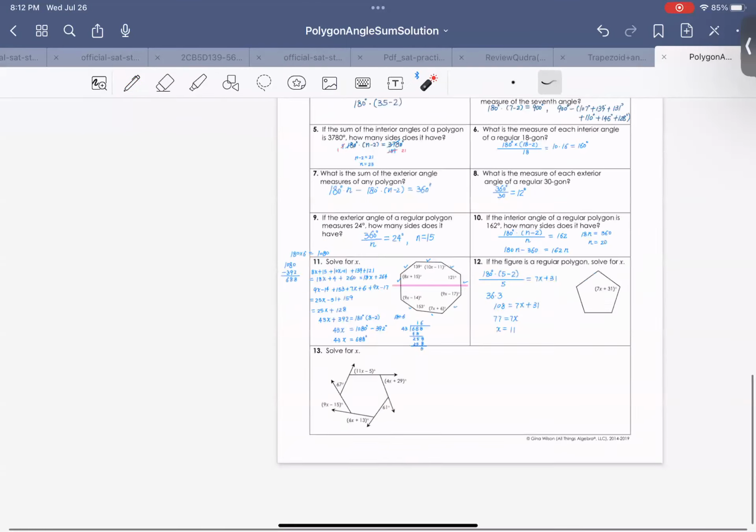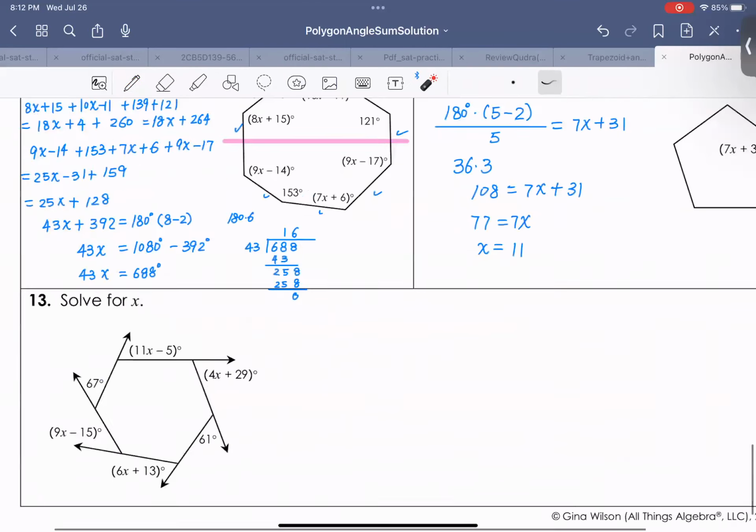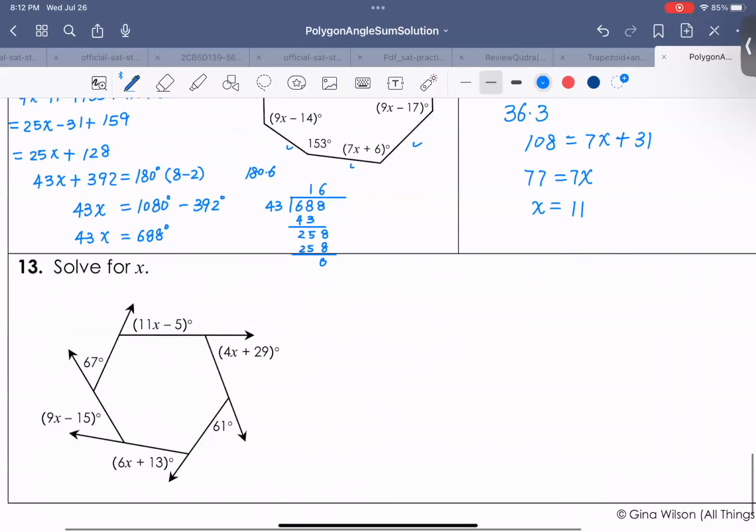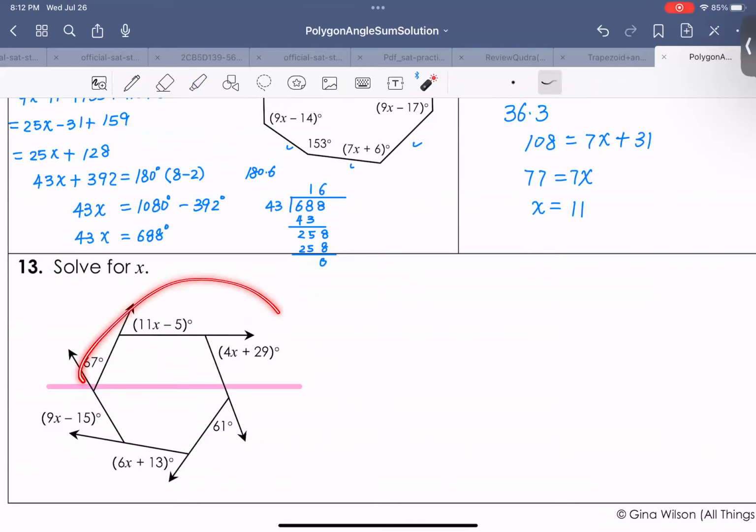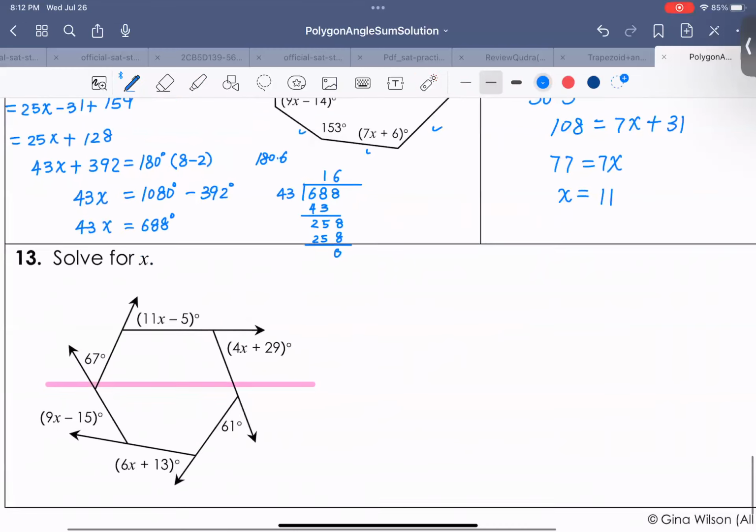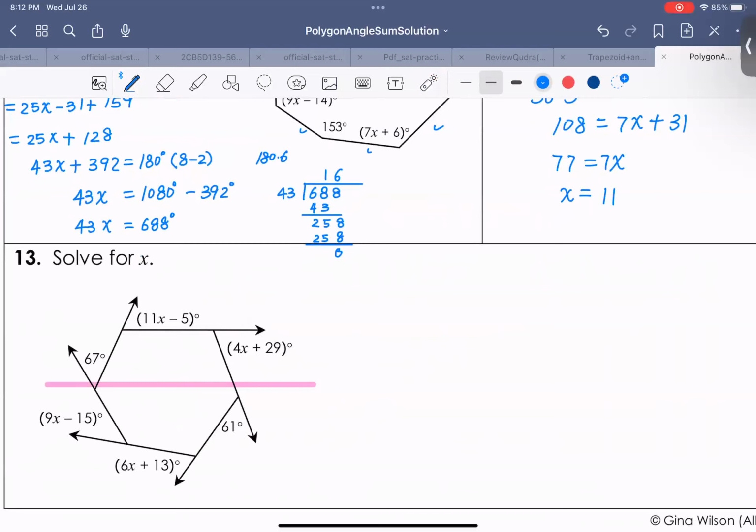360 formula. Yes, good job. 360. Now let's get it. Okay, so we will draw a pink line here. We fix this top first. So this becomes 67 plus 11x minus 5 plus 4x plus 29 equals 180.